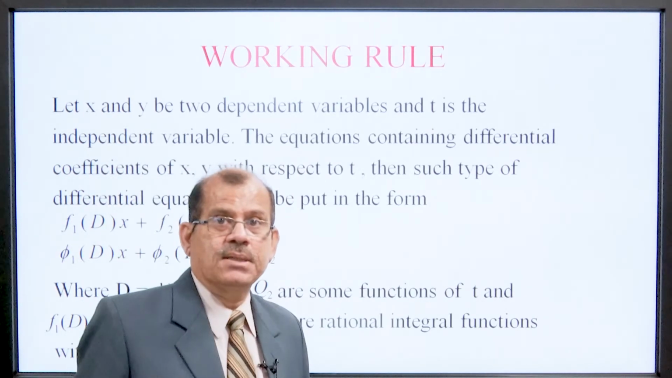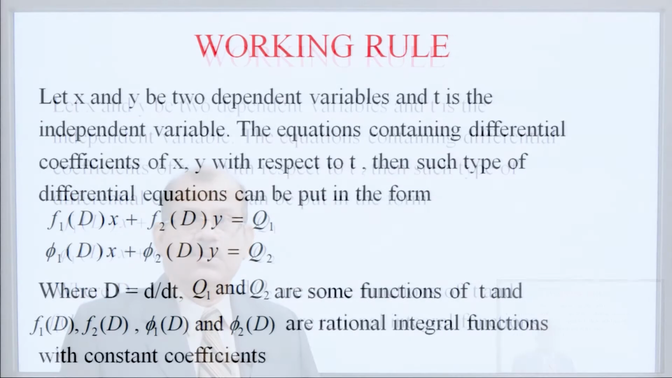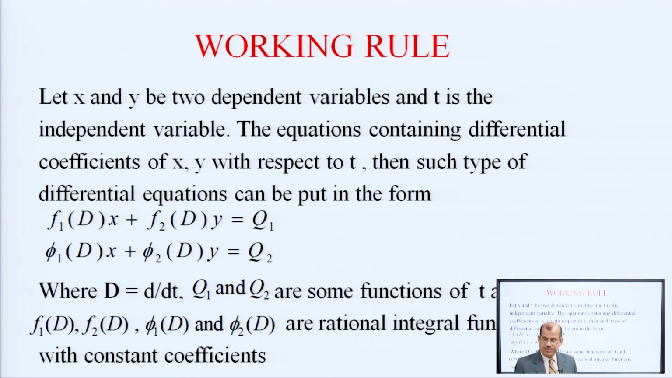Let x and y be two dependent variables, and t is the independent variable. The equations containing differential coefficients of x, y with respect to t can be put into the form f1 D x plus f2 D y is equal to q1 and phi1 D x plus phi2 D y is equal to q2, where D stands for d by dt, q1 and q2 are some functions of t, and f1 D, f2 D, phi1 D and phi2 D are rational integral functions with constant coefficients. The two equations containing x, y with independent variable t are said to be simultaneous differential equations.